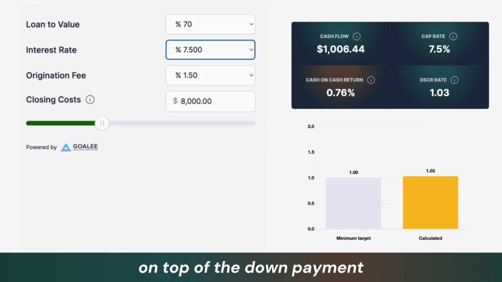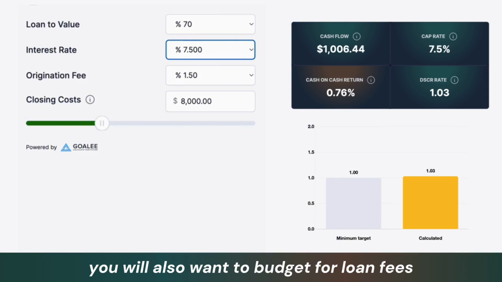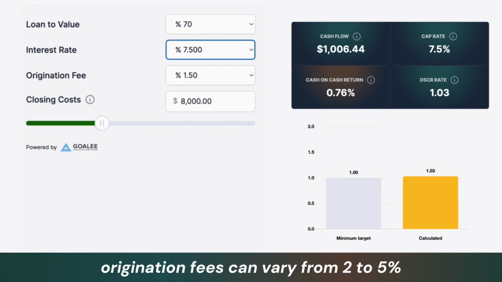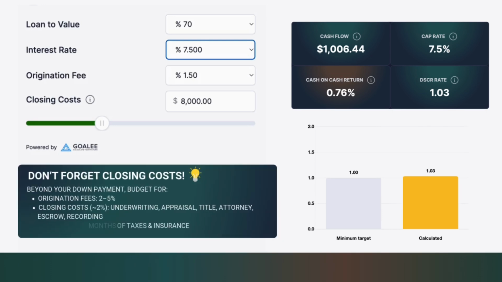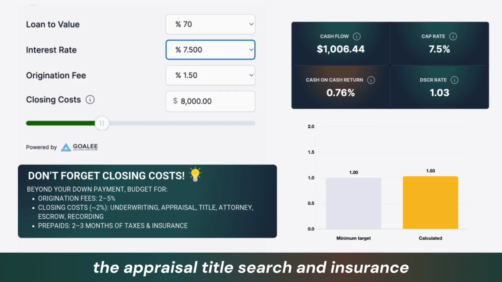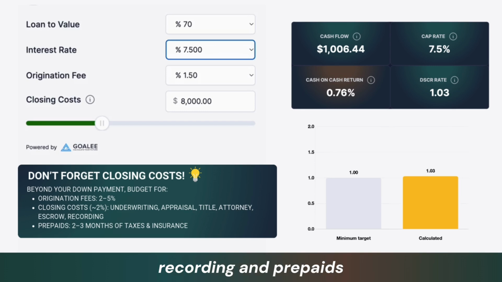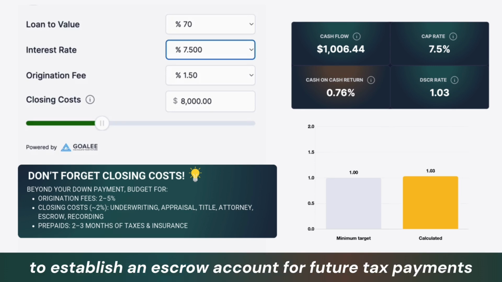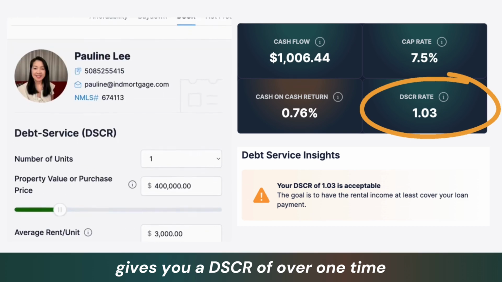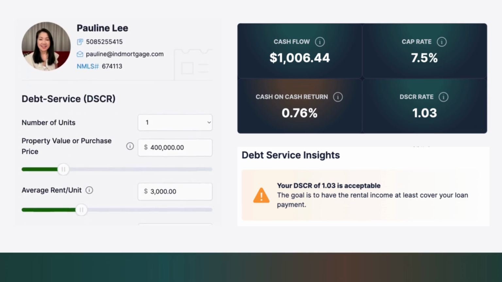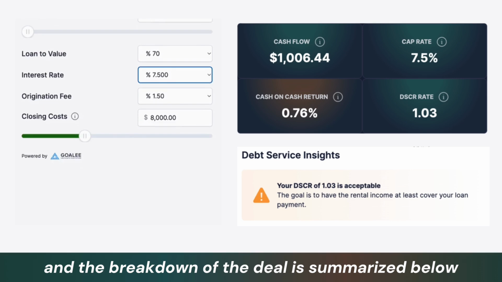On top of the down payment, you will also want to budget for loan fees. Origination fees can vary from 2 to 5%, and estimate 2% towards closing costs, which includes lender underwriting fees, the appraisal, title search and insurance, attorney closing and escrow fees, recording, and prepays to establish an escrow account for future tax payments. So the entries in this example give you a DSCR of over 1 time, and the breakdown of the deal is summarized below.